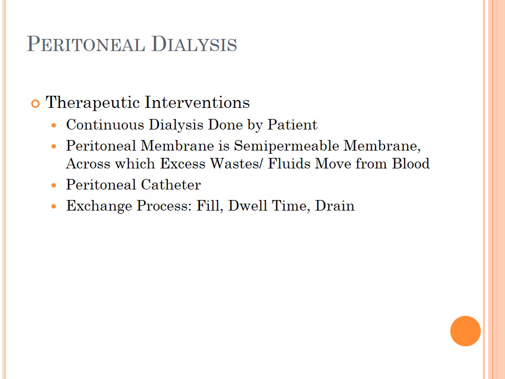So for peritoneal dialysis, there's a description on page 861 and a picture on the next slide where the peritoneal membrane is used as the filter for removing waste products and fluids. There's a catheter that's inserted into the abdomen, into the peritoneum, and the dialysate is instilled into that peritoneal cavity. And so you fill, it stays in there, it dwells, and then it drains out.